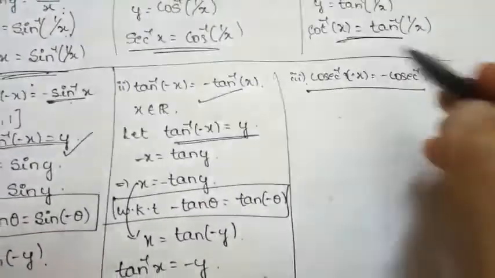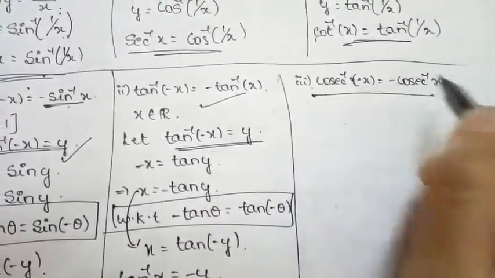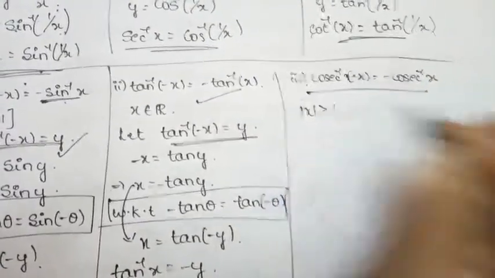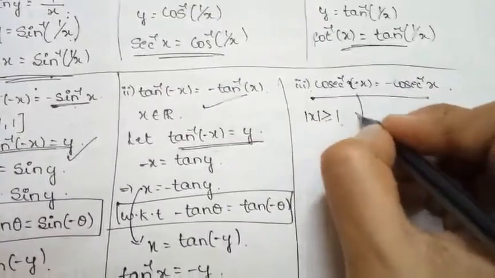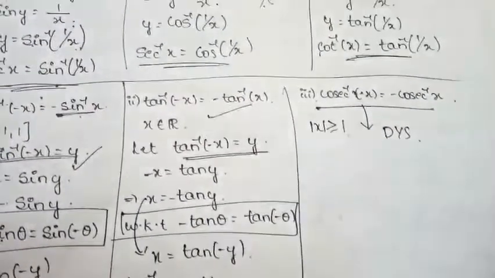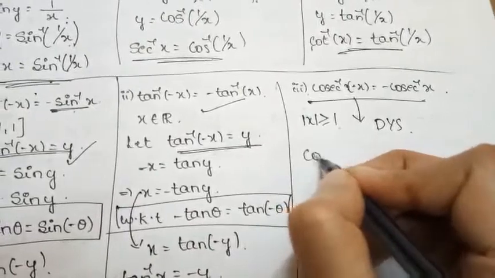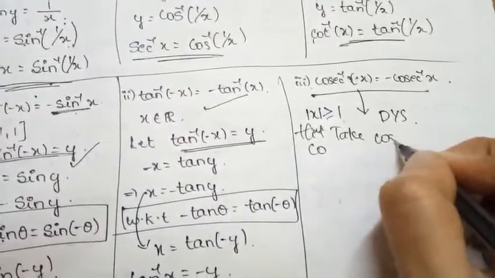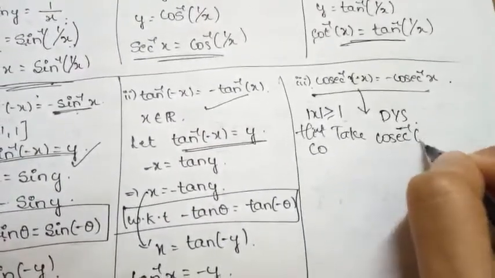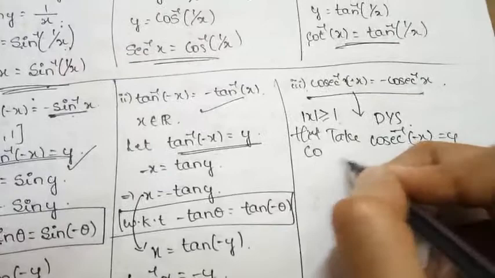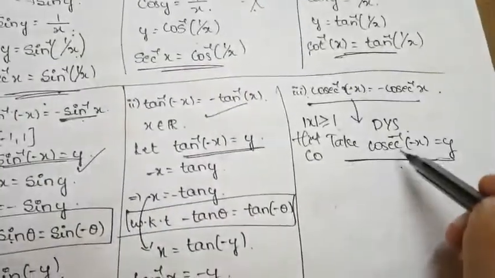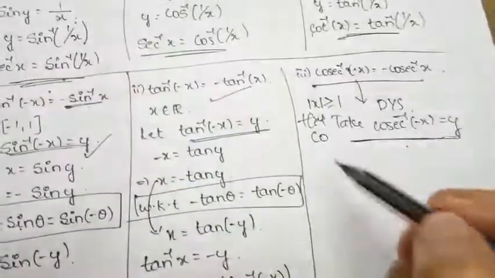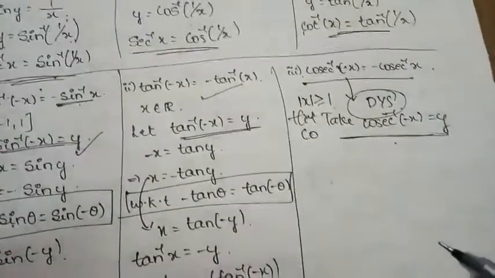Similarly, we are having the third thing, that is cosecant inverse of minus x is equal to minus cosecant inverse x when mod x is greater than or equal to 1. So I am leaving this one to do by yourself. Here also the hint is, take cosecant inverse of minus x is equal to y. This is the hint I am going to give. So by taking this one as y, you can solve the rest similar to the thing which you have already solved. So this is for yourself part.